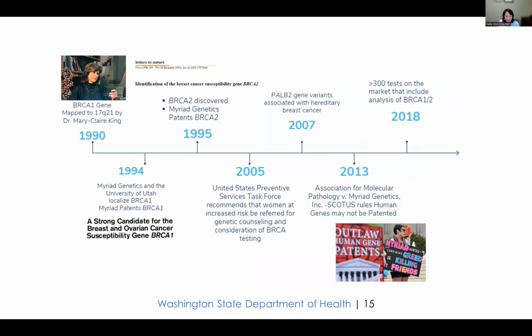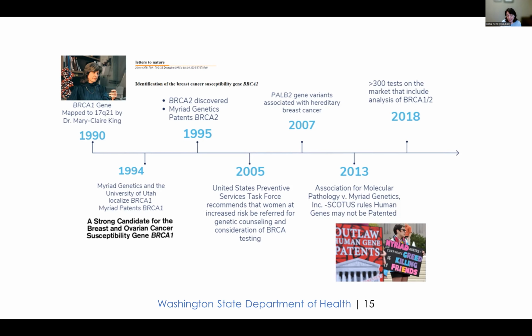So the BRCA1 gene was first discovered in 1990, mapped by Dr. Mary Claire King. In 1994, Myriad Genetics and the University of Utah were able to further localize that gene. And shortly thereafter, they were able to localize the BRCA2 gene. And at that time, they took a patent out on both of these genes. So for many years, there was one lab that was the only lab that was doing testing for the BRCA1 and BRCA2 genes.